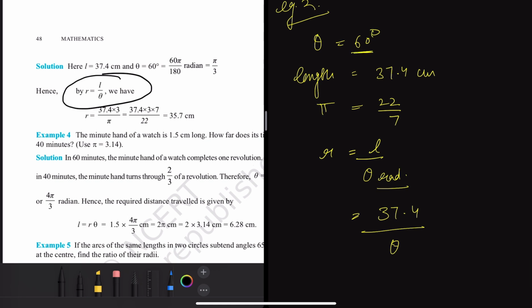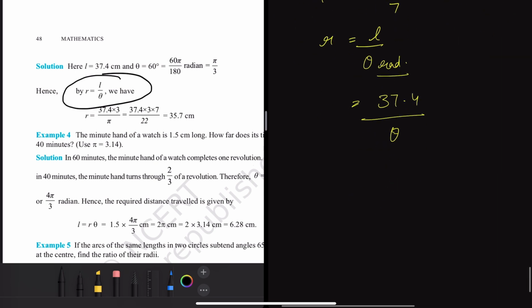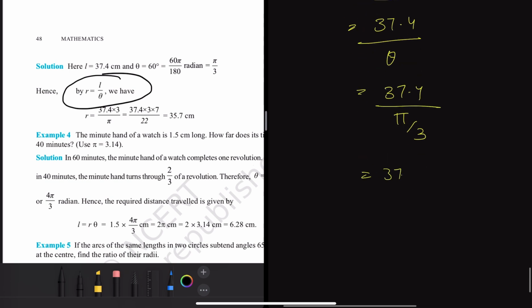To convert it into radians, we multiply 60 by pi upon 180. If you simplify, you will get pi by 3, which is the angle in radians. So we replace theta by pi upon 3, which gives 37.4 upon 22/7 into 3. Once you solve this, you will get 35.7 centimeters.